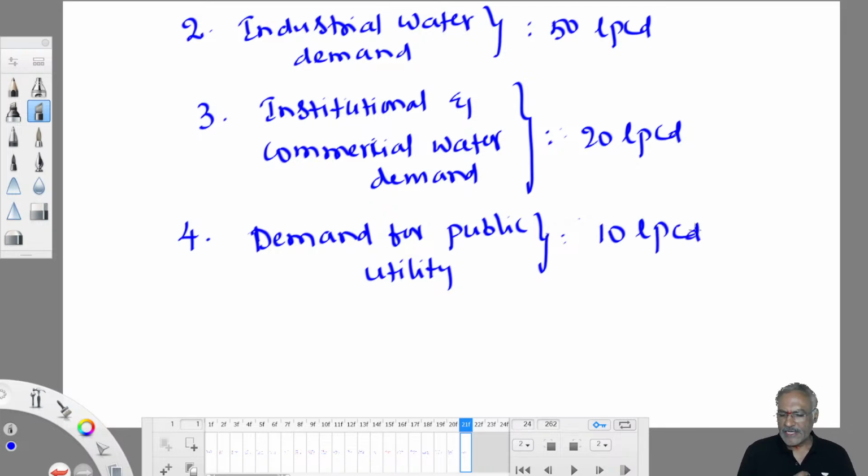This 20 LPCD, 10 LPCD, 50 LPCD is not a small amount. Suppose 1 lakh population is there, 10 LPCD provided for public utility. So the total amount of water we provide exclusively to meet this demand is 1 lakh into 10, it is 10 lakh liters. 10 lakh liters is not a small amount, isn't it? That's how we work out.